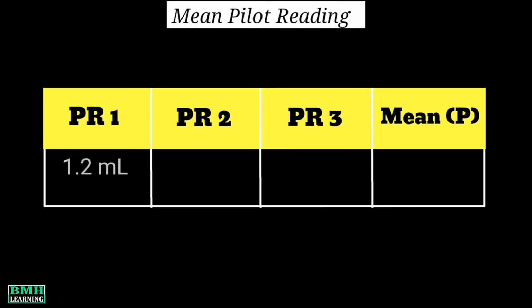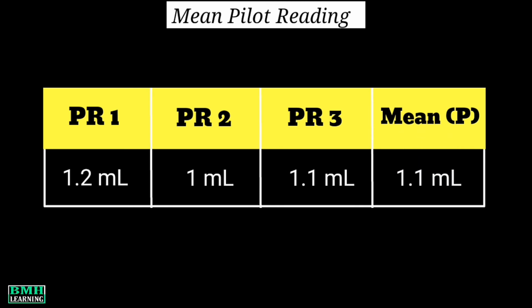PR1 is 1.2 ml, PR2 is 1 ml, and similarly PR3 is 1.1 ml. So the mean value we would be getting is of course 1.1 ml. This is called the P value. Now we have to dilute the original glucose solution in a way that the final titration ends at a volume of 10 ml.